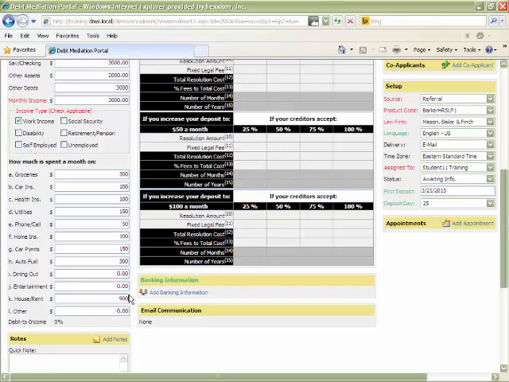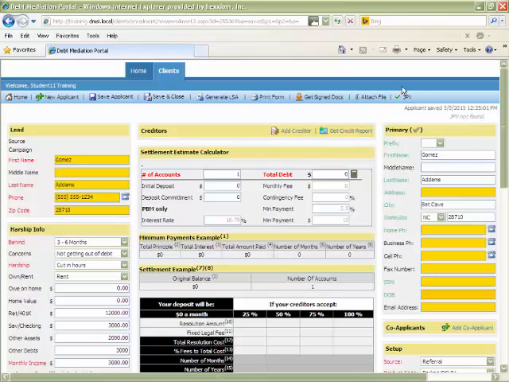And Field L, other. This category is for any other outlay of money that the applicant makes on a monthly basis. For instance, a monthly payment for a school loan, a monthly payment for gardening, a monthly payment for dental work. We will use $100. At this point, we will select Save Applicant again.